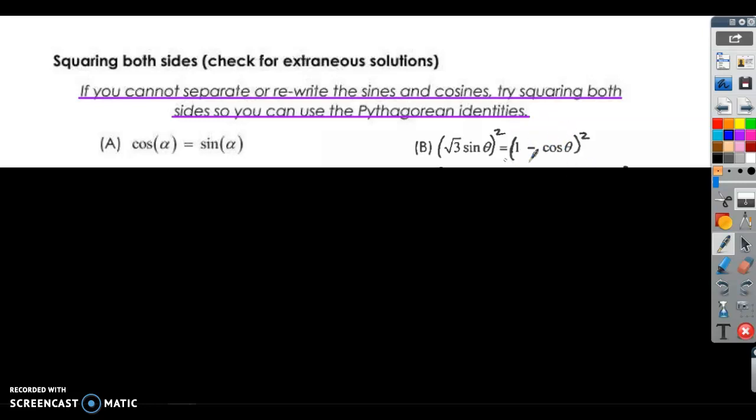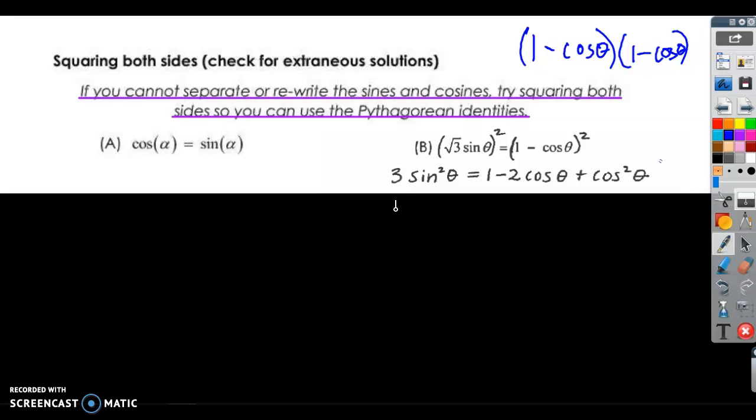Now this is a binomial, which means you're going to have to multiply binomial times binomial. You're going to have to FOIL that puppy, okay? Usually I don't write that out, but once you have it FOILed, that's what you'll get. You'll have a trinomial. Now I've got a sine squared, a cosine squared, and a middle term that's a cosine.